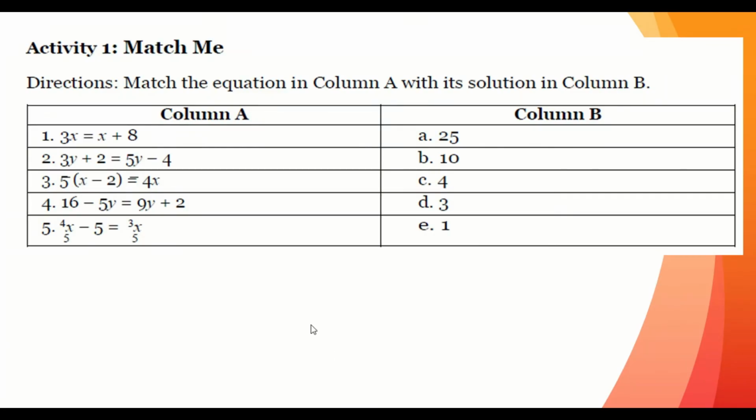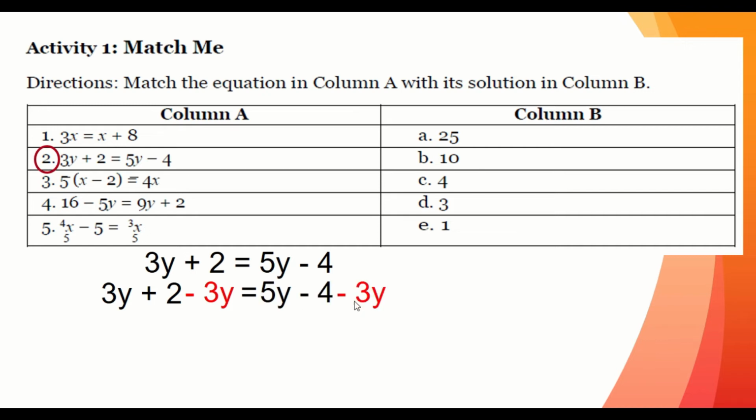So we have activity 1, Match Me. Match the equation. In this case, we're going to answer number 2. 3y plus 2 is equals to 5y minus 4. So there are two terms with y, one on both sides. You will decide which one you will remove first. Here, the minus y, because the y is greater here. So we subtract 3y here, equals 5y minus 4, and we also subtract 3y. Here, 3y minus 3y, only the 2 remains, equals 5y minus 3y, we have 2y minus 4.